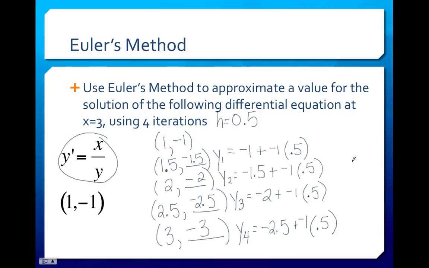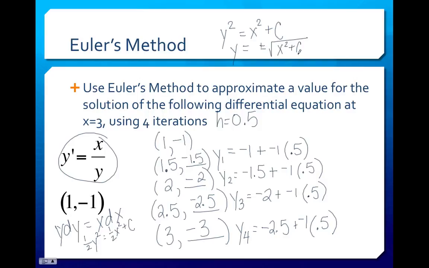So I lied. This was not a calculator question. And the reason for that is that if I solve this, this is actually one that I can solve. I end up with y dy is equal to x dx, which if I integrate gives me 1/2 y squared is equal to 1/2 x squared plus c. If I multiply both sides by 2, I get y squared is equal to x squared plus c. And if I take the square root of both sides, I get y is equal to plus or minus the square root of x squared plus c.